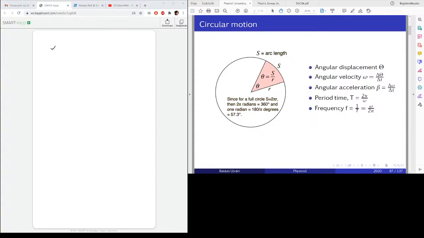In the following few weeks, we will learn about circular motion. I think we started on one of the seminars, but let's solve an example. We have a body that moves in a circle.